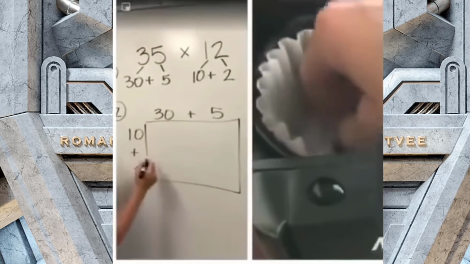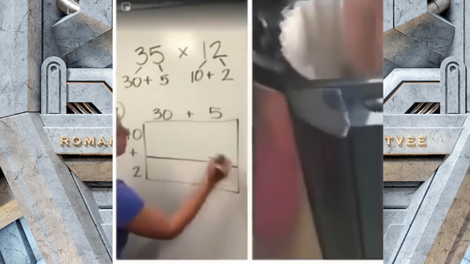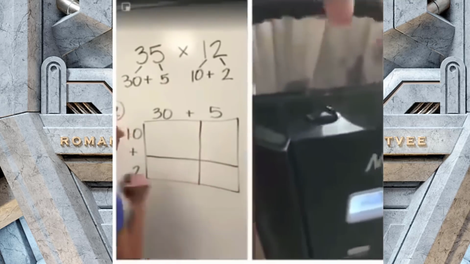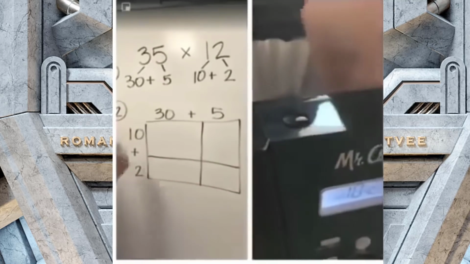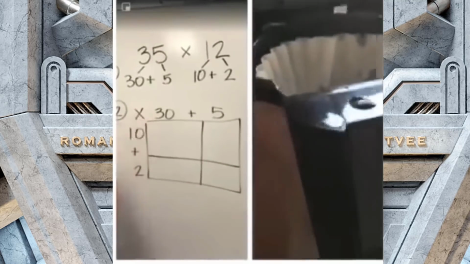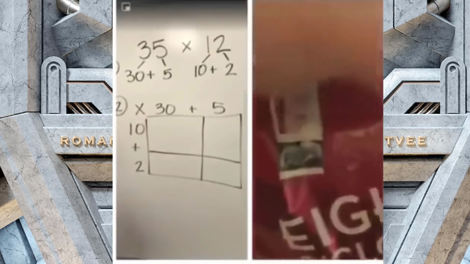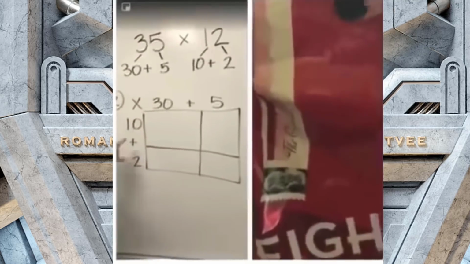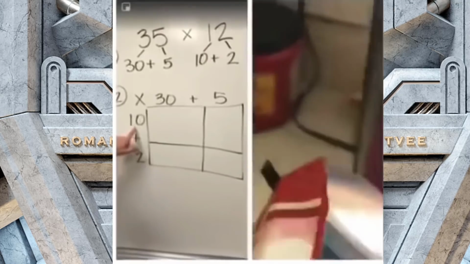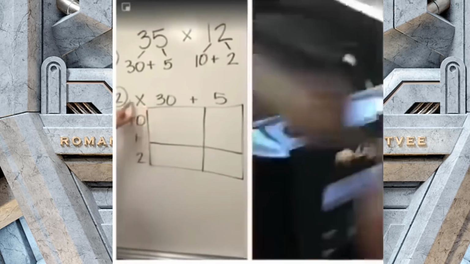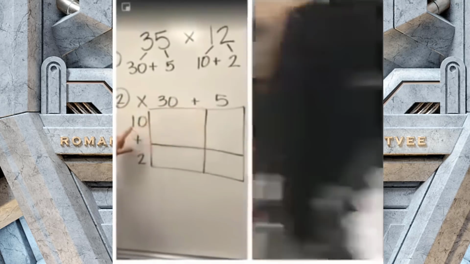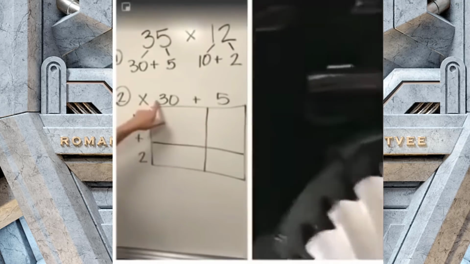Where your plus signs are, I want you to draw lines through the middle and down it. And then in the very corner, we're still multiplying, so I'm going to put a big multiplication sign. Starting with our very first number on the top, we say 10 times this, 10 times that. So first we're going to do 10 times 30.